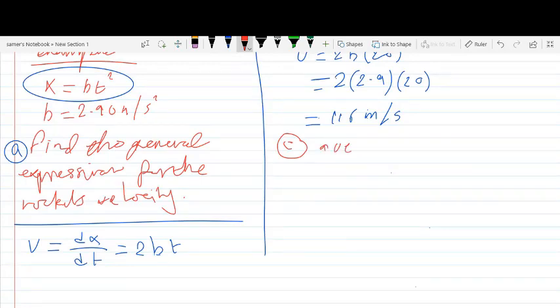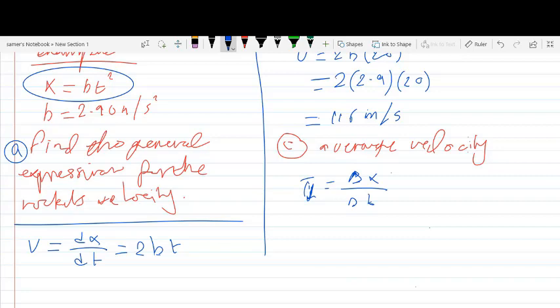C, find an expression for the average velocity. So we need to find the average velocity. Average velocity, as we learned before, is equal to delta x over delta t, or the displacement over the time.